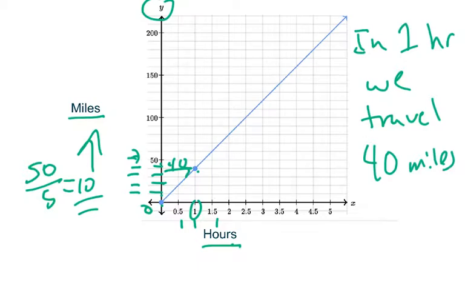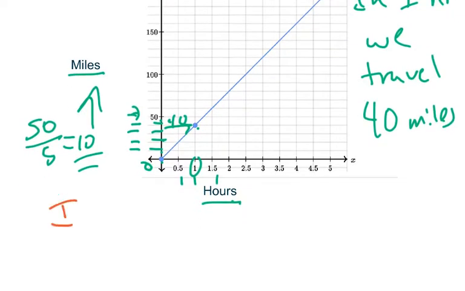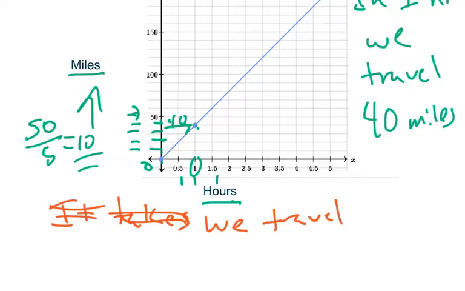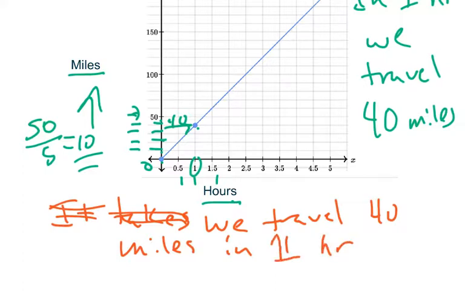Or the opposite would be it takes, well, takes would be the wrong word in this case. We travel 40 miles in 1 hour. So, two different ways to interpret the graph.